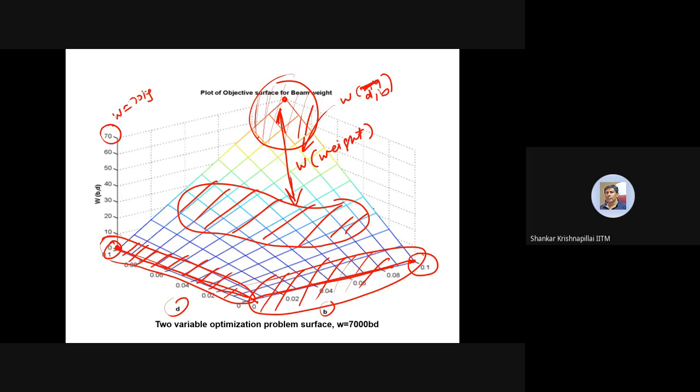So this is for the two variable optimization. Later we'll study two variable optimization problems in detail, because you have to draw contours and all that. Suffice to know that constraints will filter out absurd values like B equal to 0, D equal to 0, or B equal to 0.1 and D equal to 0.1, which will give a large deflection.